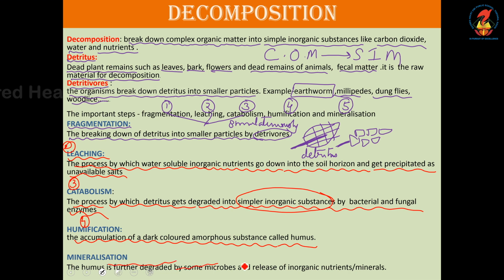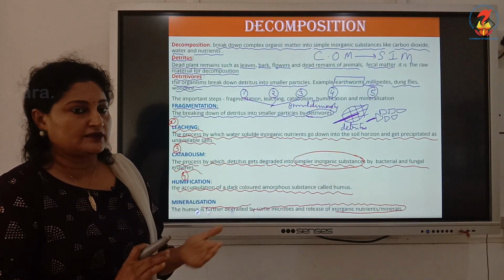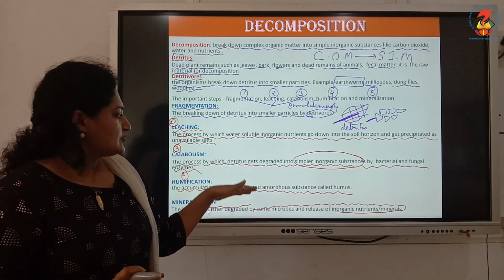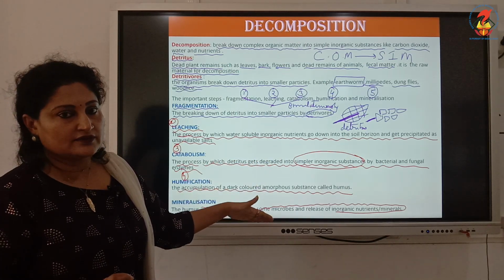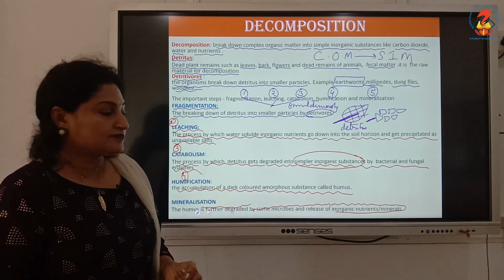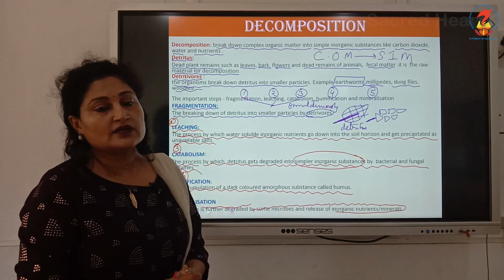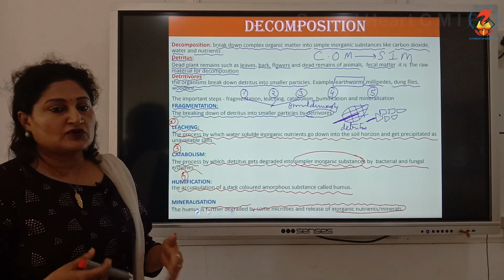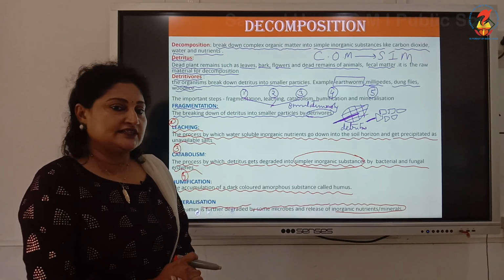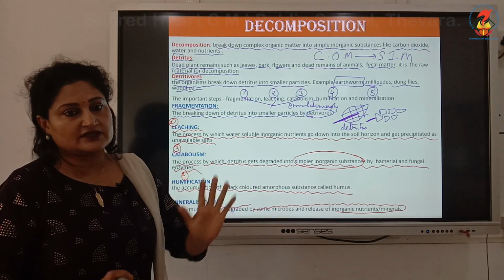Humus is further degraded by microbes, and finally we get the minerals. We get a number of inorganic nutrients or minerals by the process called mineralization. So we can see microbes are involved. Bacteria and fungus are involved in the last three steps, whether it is catabolism, humidification or mineralization. Bacteria and fungus are responsible for bringing about the further degradation of the simple inorganic substance, and finally we get the minerals in the soil.